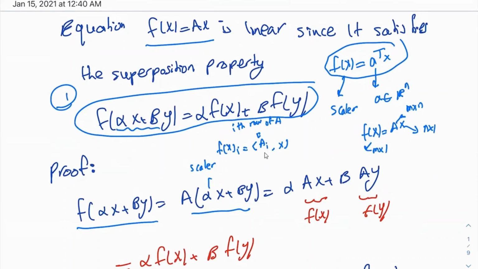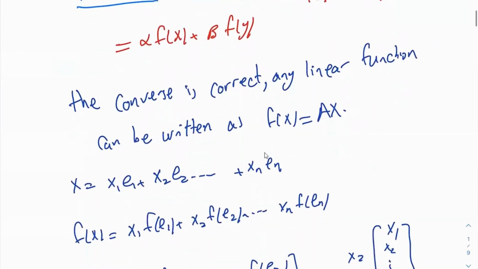So from now on, anytime you hear a linear function, you can consider it as a linear transformation by some matrix A. Good. Now, as I said here, the converse is also correct. Any linear function can be written as f of x equal to Ax. Let's see why this is correct.